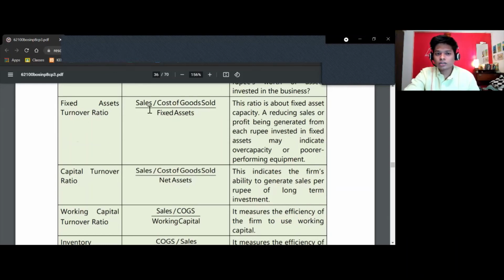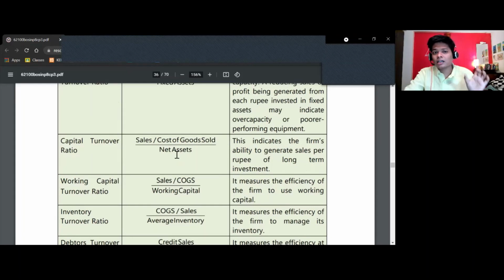Fixed asset turnover ratio: sales divided by fixed assets. Earlier we took total assets, this is only fixed assets. Then capital turnover is sales divided by net assets. Net assets are basically fixed assets plus current assets minus current liabilities. So it's net assets, that is fixed assets plus working capital, and then only working capital.